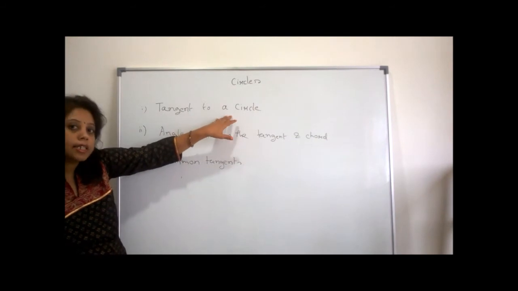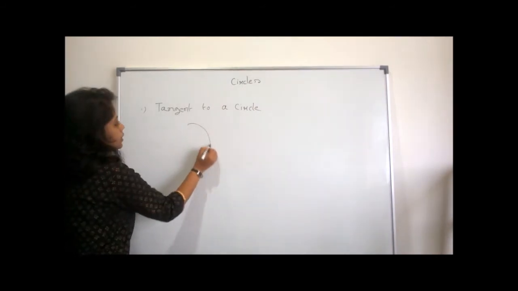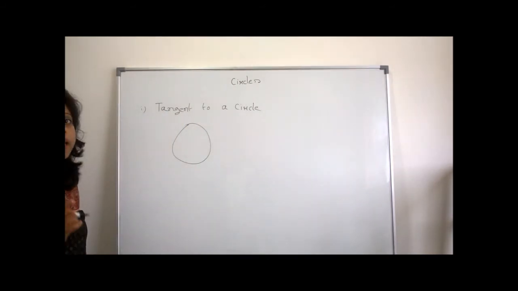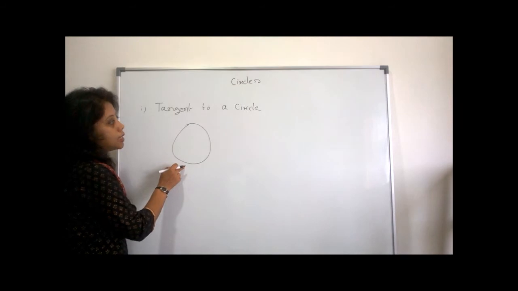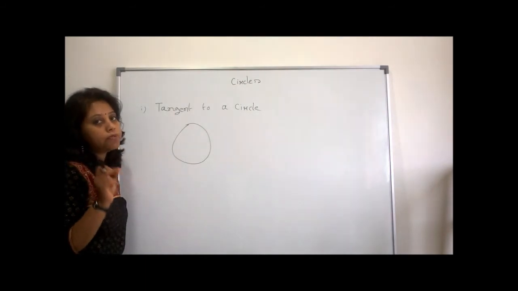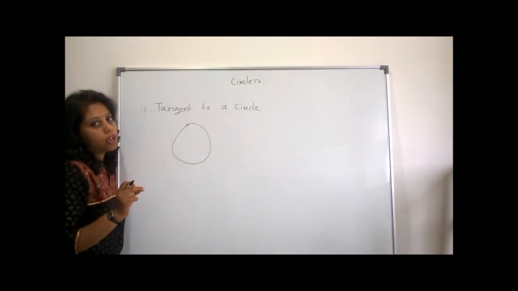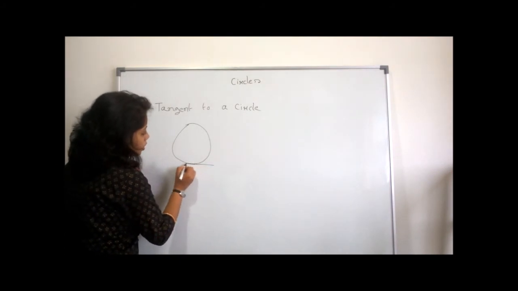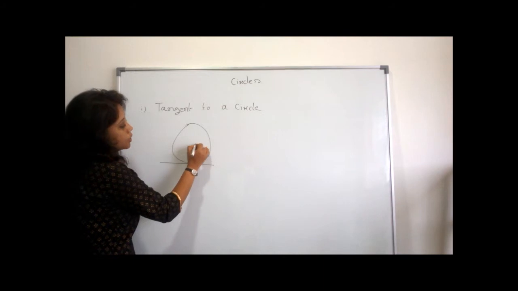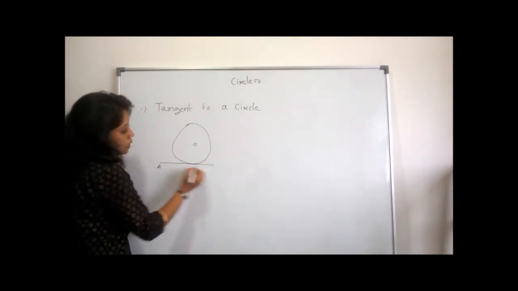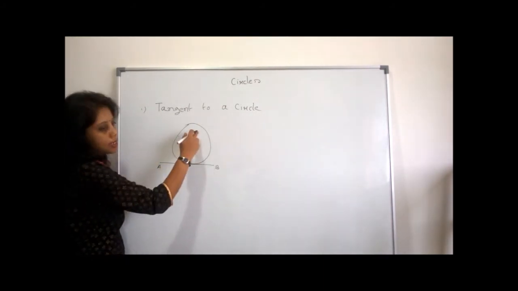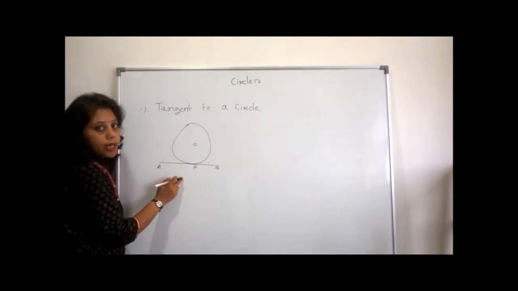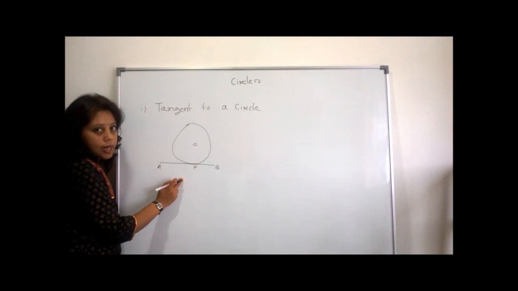What is a tangent to a circle? This is a circle. You must remember, when a line touches the circle at just one point, this is called a tangent. So this is a circle with center O, and AB is a line which touches the circle at just one point P. So AB is a tangent to that circle.